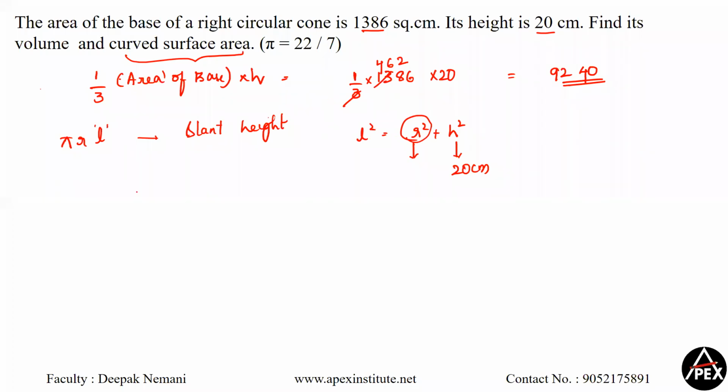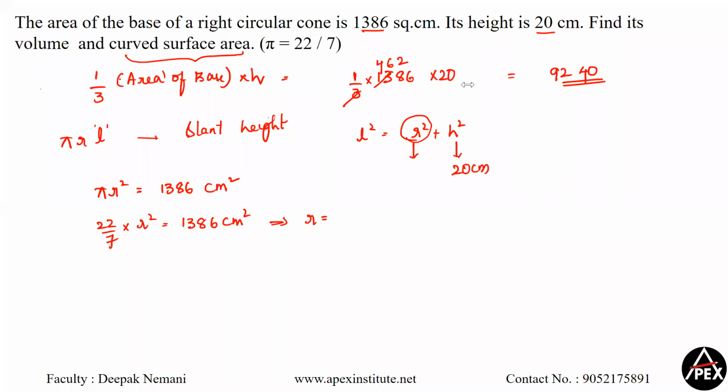So what will be the area of the base? Pi R square. Pi R square is equal to 1386 centimeter square, isn't it? So this is 22 by 7 into R square is equal to 1386. So what is the value of R? 21, sir. 21. No? Okay.